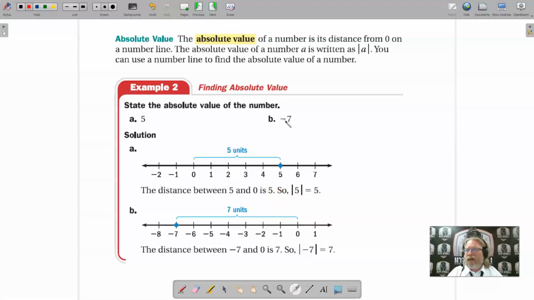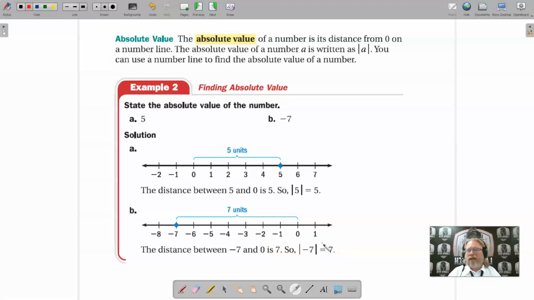Now for problem B, we see it's -7. So if we plot -7, we'll see that it's 7 units back here to 0. So the distance from 0 to -7 is +7. So we would read that as the distance between -7 and 0 is 7. So the absolute value of -7 is equal to 7.